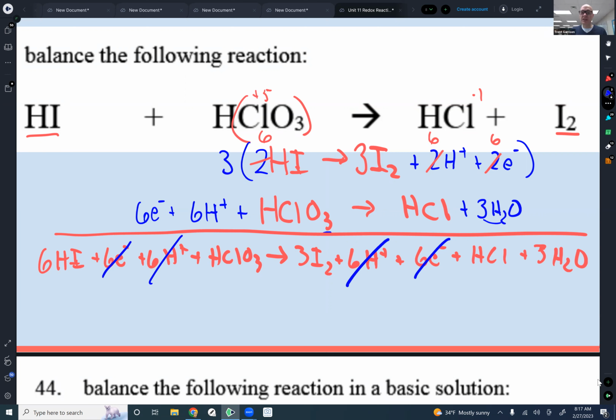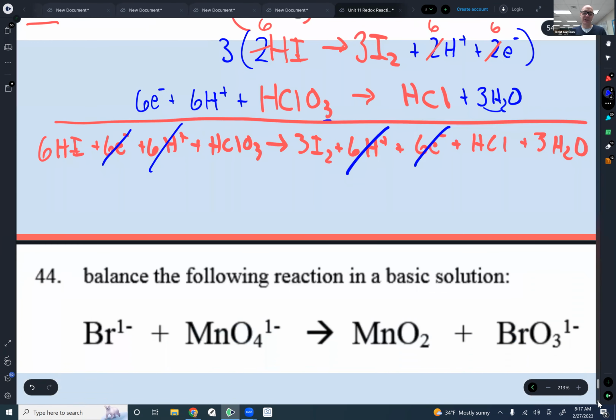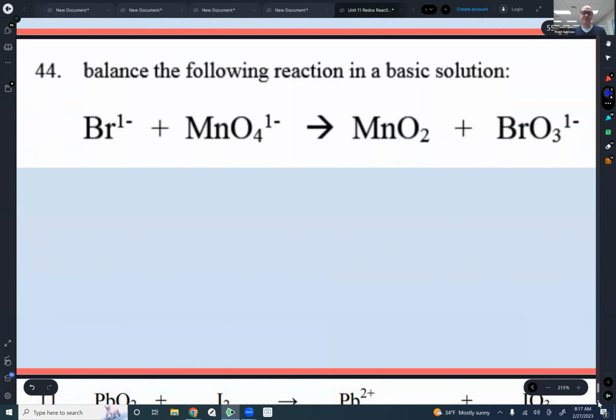Now, here gets back to the original question. We didn't know how to balance this without getting rid of the net ionic equations that we did. So we got rid of water. Now we put it back in and it's balanced. Seems like a long process to do that, doesn't it? You'll get okay. We'll be okay with it.